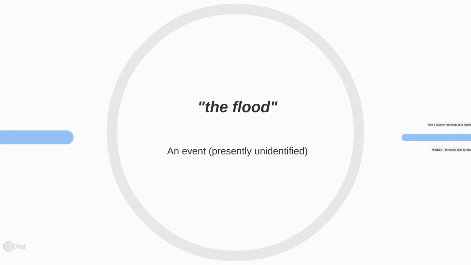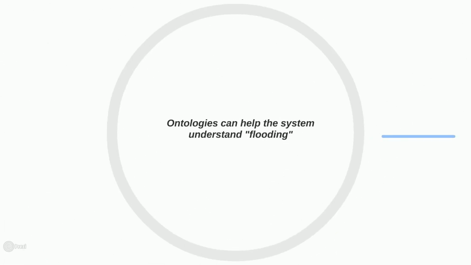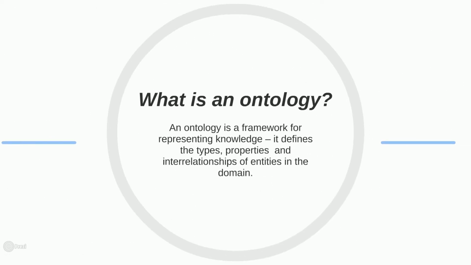We can use an ontology to help the computer understand the meaning of a flood. But first, what is an ontology? An ontology is a framework for representing knowledge. It is a fundamental building block of the semantic web. Ontologies store information about things and how they relate to other things. By building a large graph of interrelated things, a computer can simulate human semantic knowledge.